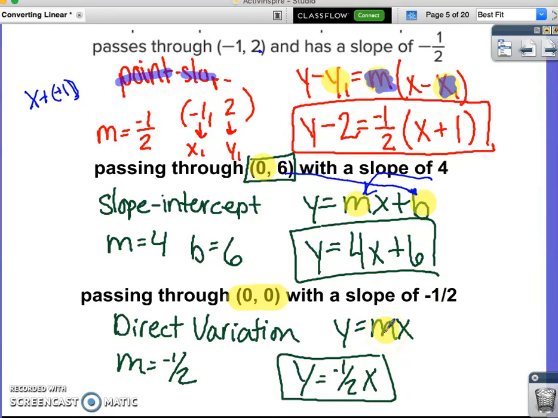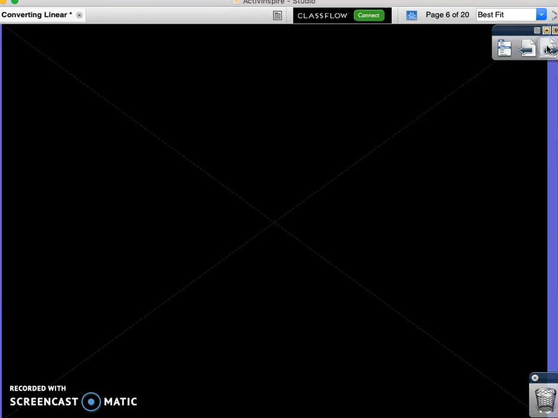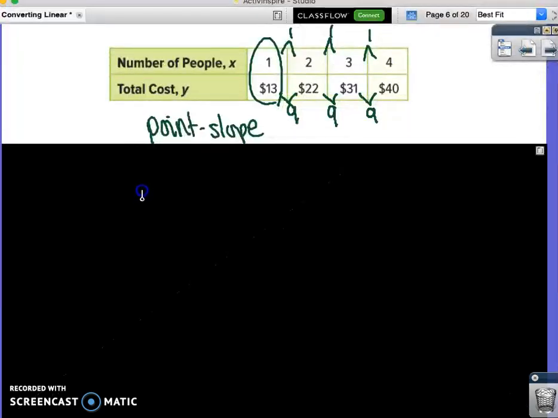Other way around, m with your negative 1/2. And this is your final here. Remember, you can stop me if I go too fast. Okay. Now I have a table.